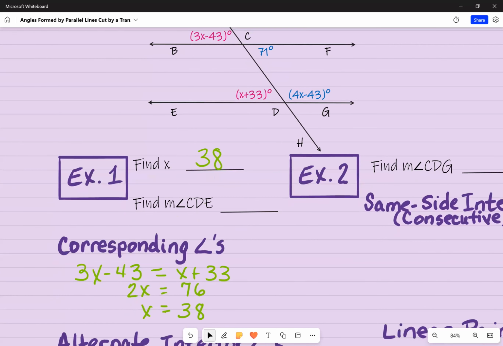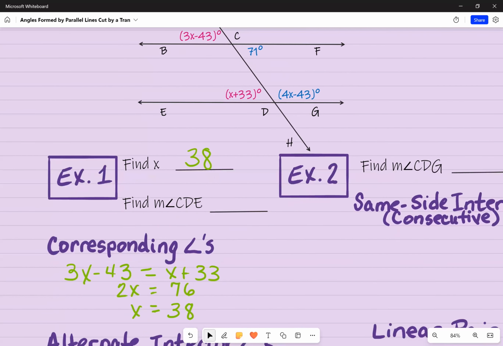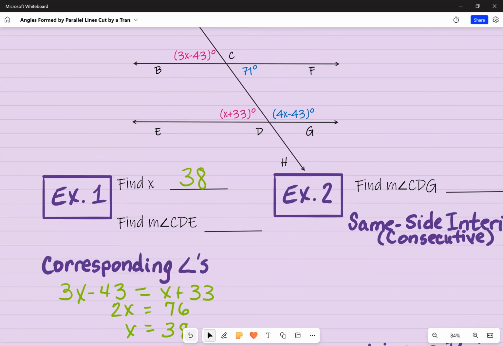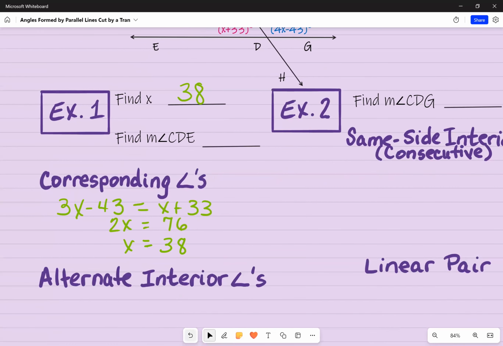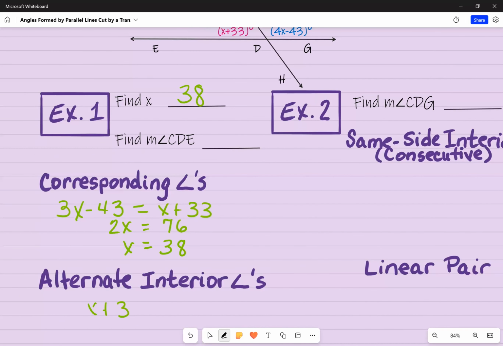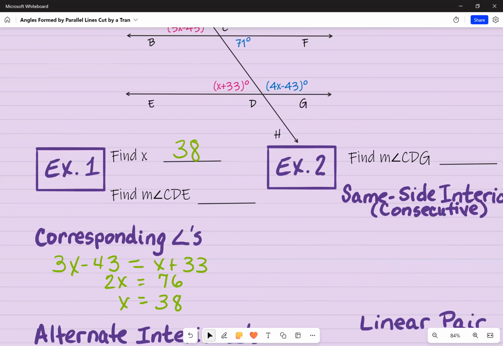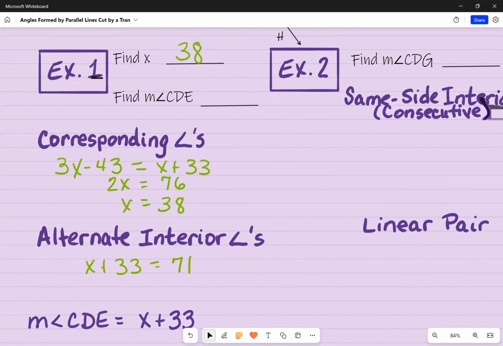So now I could have also looked at this as alternate interior. Both angles are inside of my parallel lines, and they're cut by the transversal, opposite sides of that transversal. So those are called alternate interior angles. Those two are congruent. So I am going to set that up as x plus 33 is equal to 71. And again, I'm getting that information from what's shown above. Alternate interior. Now, once I subtract 33 on both sides, x is going to end up being the same thing, 38.